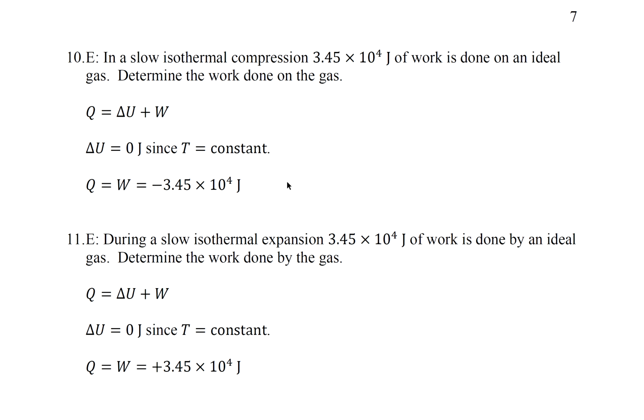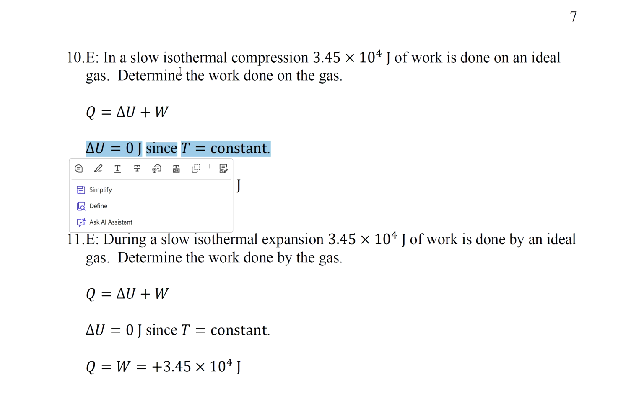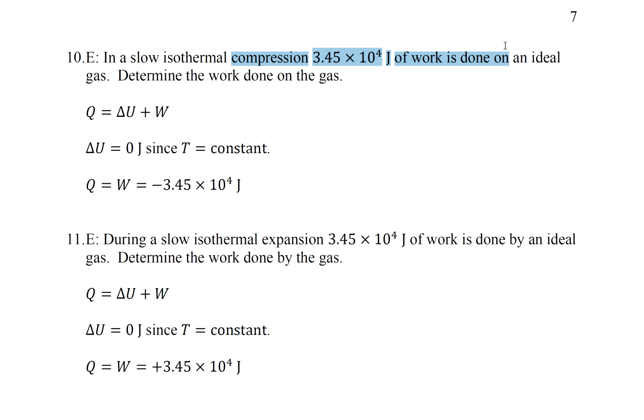Question 10. In a slow isothermal compression, 3.45 times 10 to the 4 joules of work is done on an ideal gas. Determine the work done on the gas. It says isothermal. That means temperature is constant, so delta U is 0. If temperature is constant, kinetic energy is constant, average speed is constant, okay? It says compression, so work is going to be negative. So delta U is 0, work is negative, so Q has to be negative.